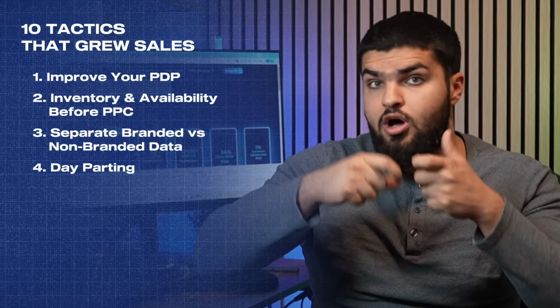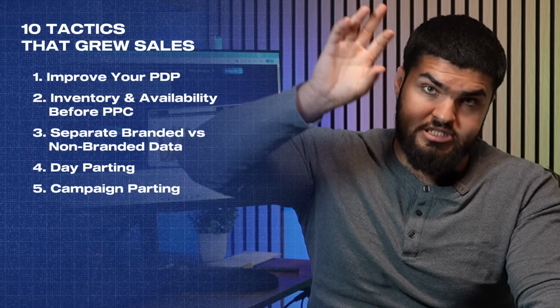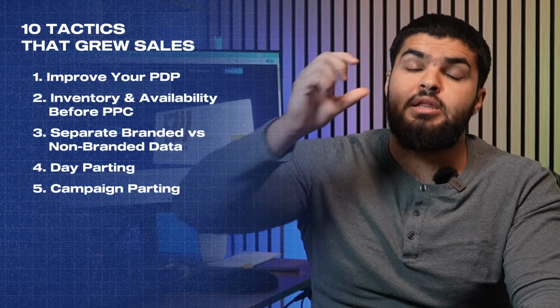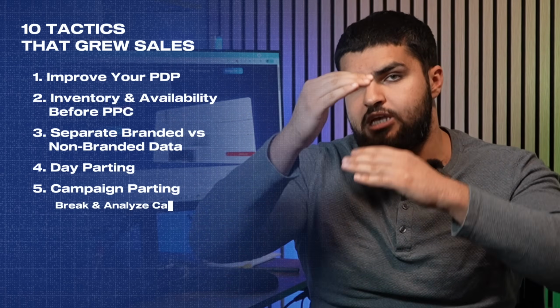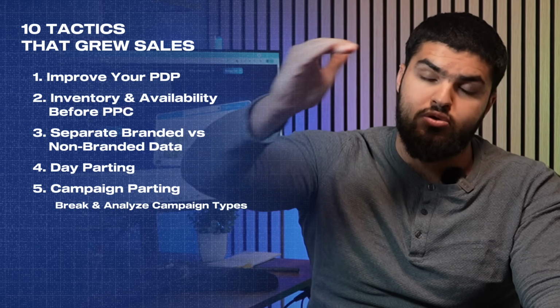The fifth point is also related to granular data, and that is campaign parting. So we mentioned day parting for the campaign itself, but now certain campaigns, like if we're separating the campaigns, like I said, auto campaigns, you don't want one auto campaign. We want auto loose, auto close, auto match.